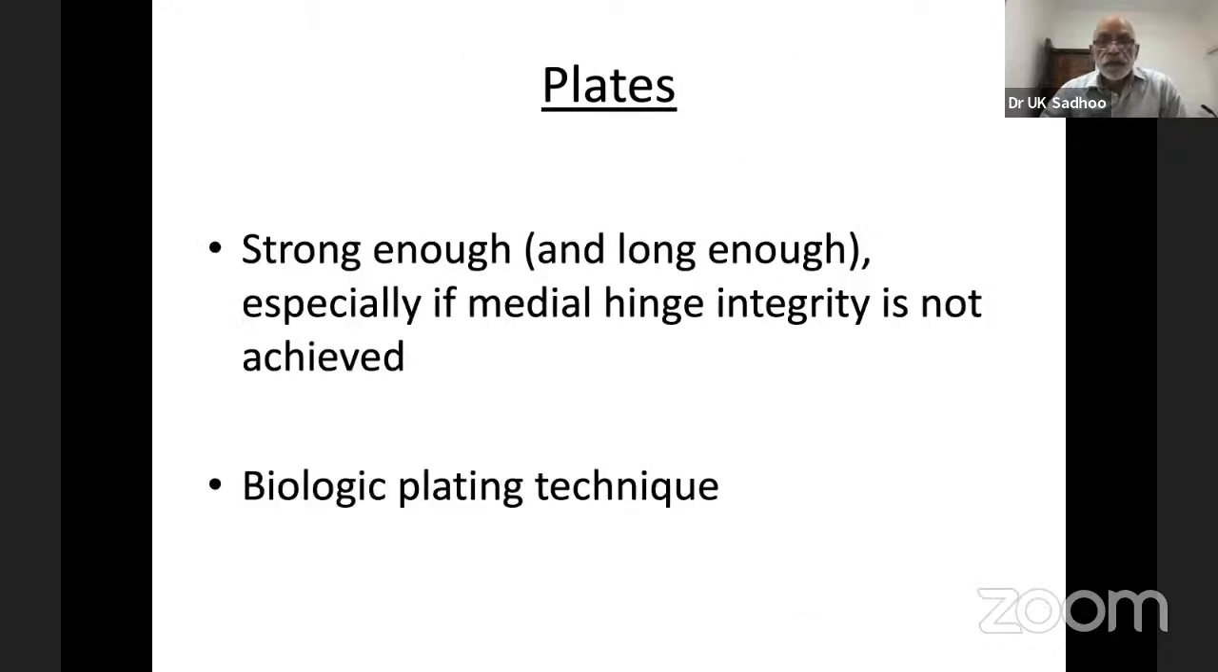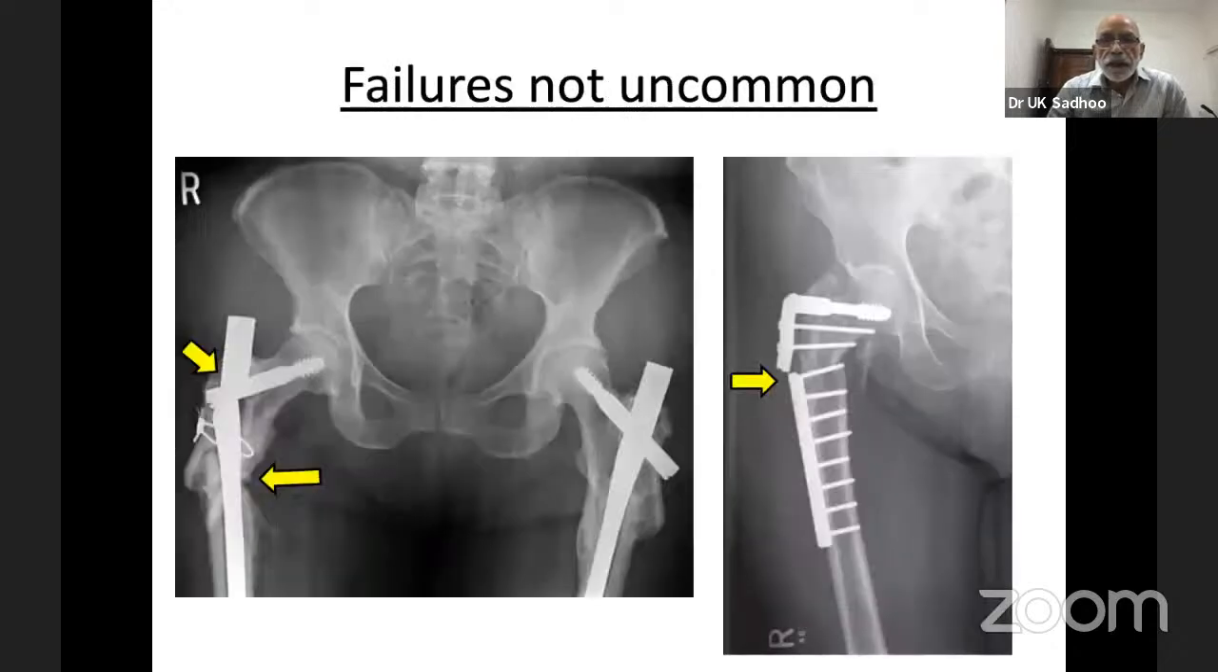So the plates need to be strong and long enough, and if there is a medial hinge, and integrity is not very visible, then it needs to be really supporting that till the biological technique works. And plates are best used with biological plating techniques so that the vascularity is preserved.